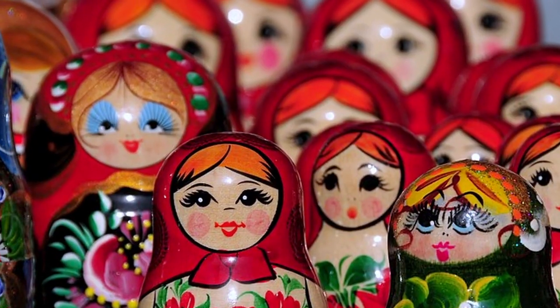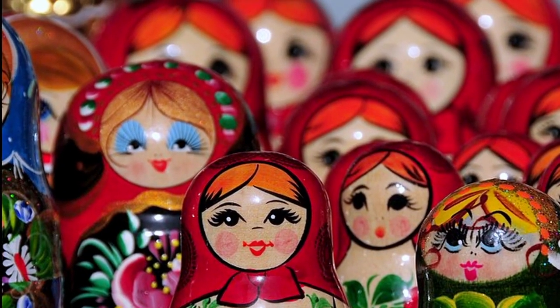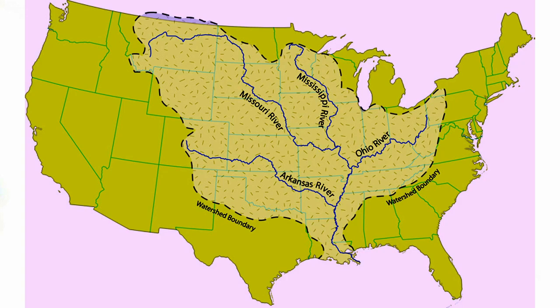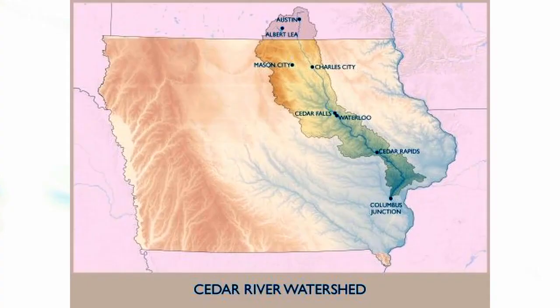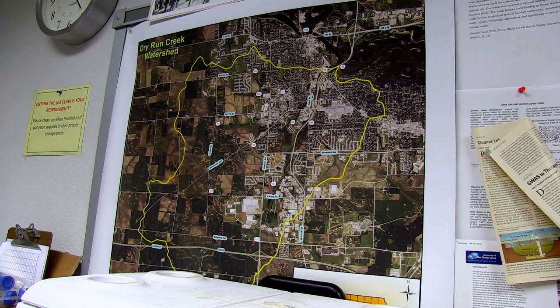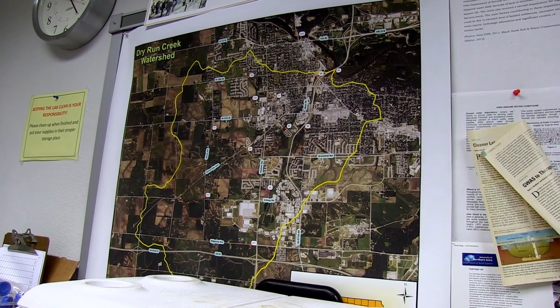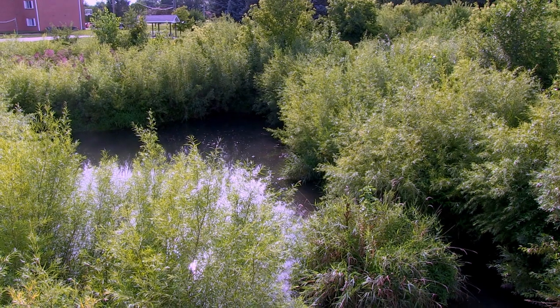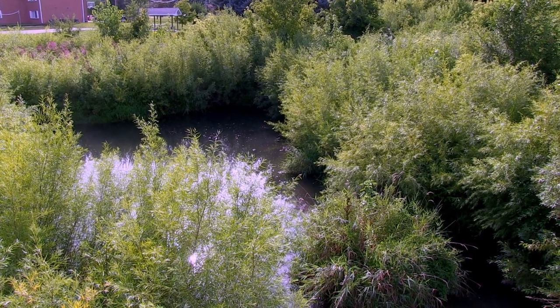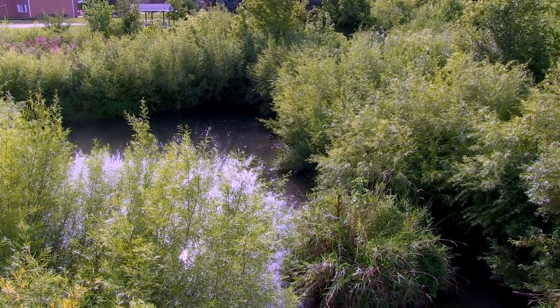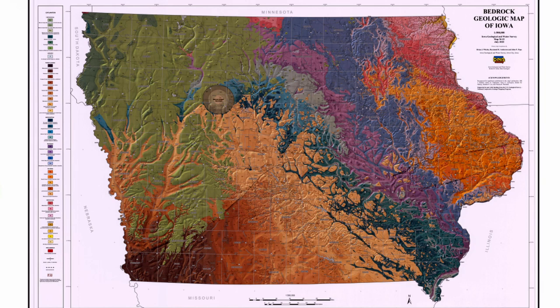Like a nesting doll, smaller watersheds fit inside larger watersheds. Within the Mississippi watershed, we find the Cedar River watershed, which holds our local Dry Run Creek watershed. In order to understand the Dry Run Creek watershed, we should first explore our local landscapes and geology. The bedrock of the Dry Run Creek was formed during the Silurian and Devonian periods, about 400 million years ago.